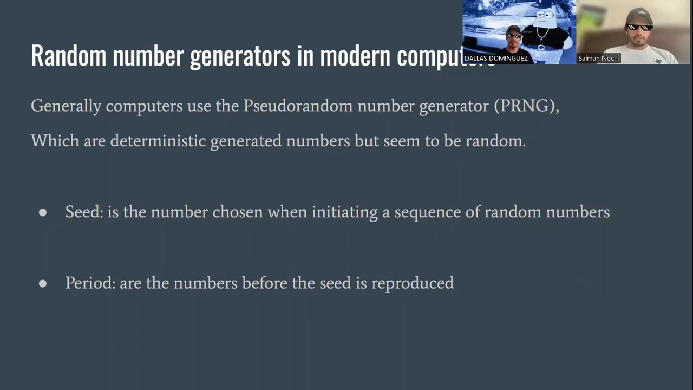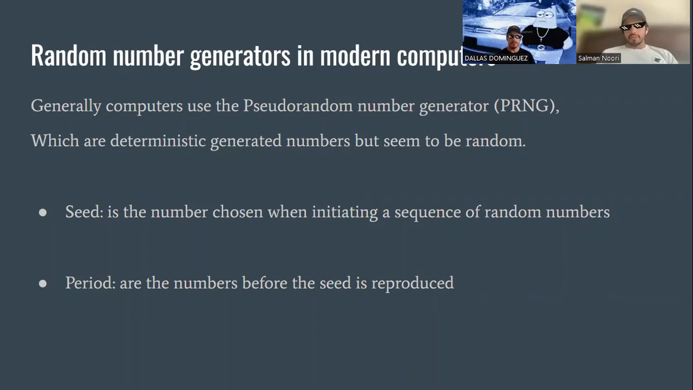So we're going to talk about how random numbers are generated in modern computers. Computers use the PRNG, or the pseudo-random generator, which produces sequences of random numbers that are predetermined but look random and can be reproduced and tracked back by knowing the initial number. This initial number is called the seed, which is followed by the sequence of the generated random numbers.